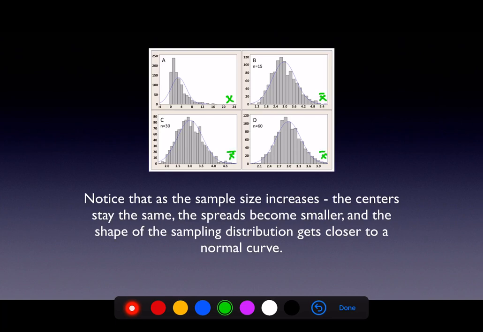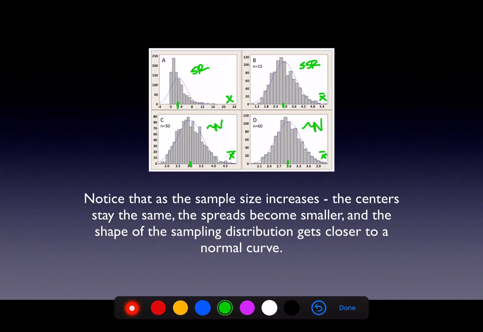All right, let's take a look at the center. So the center here, I don't know, it looks somewhere around 3, right? But again, somewhere around 3, somewhere around 3, somewhere around 3. If I look at the shape, right? This is definitely skewed right. This is slightly skewed right. This is getting to be approximately normal, and this is also approximately normal.